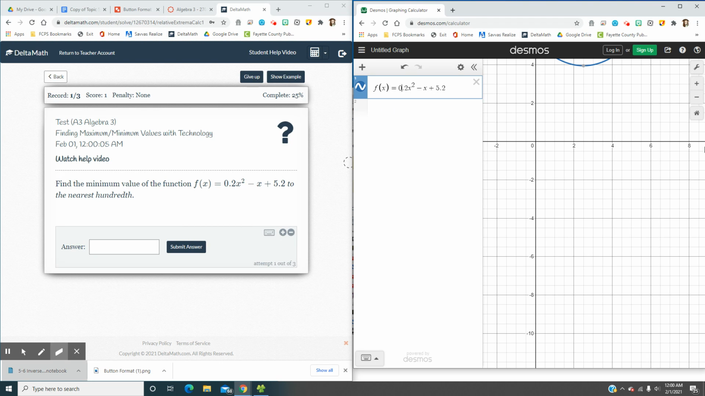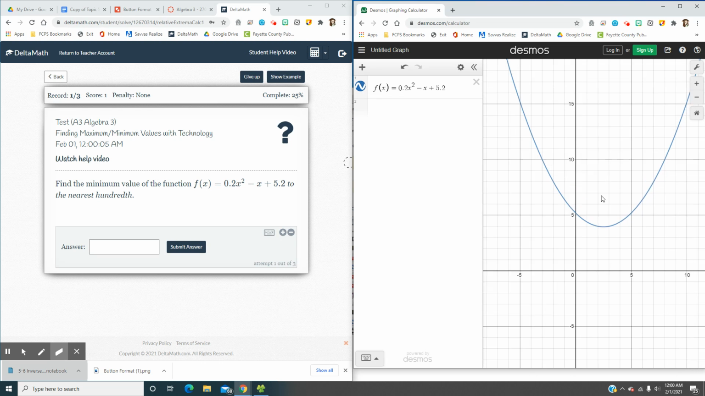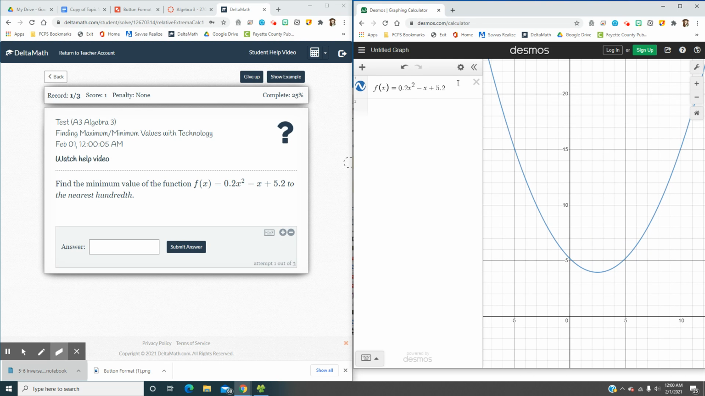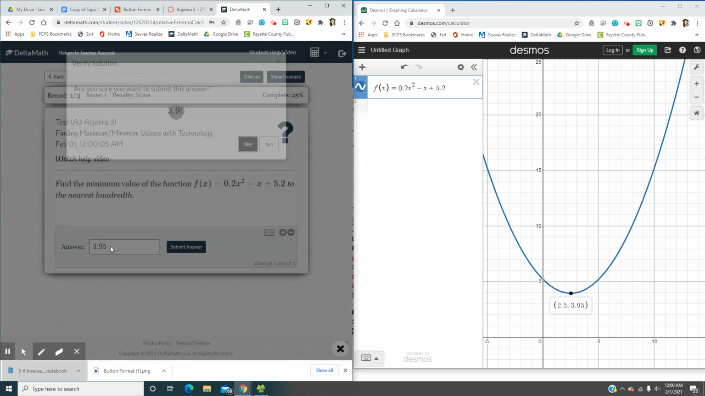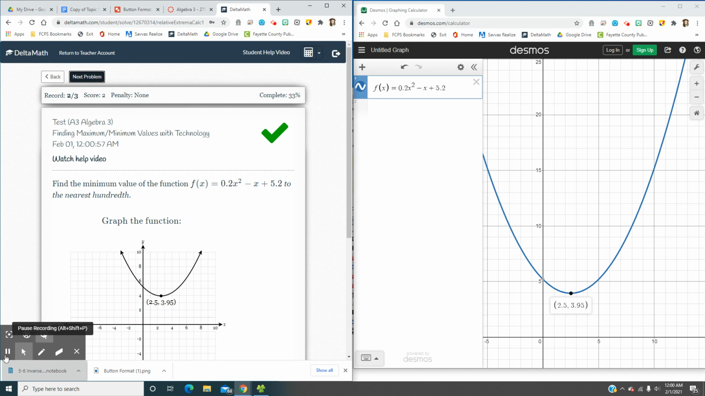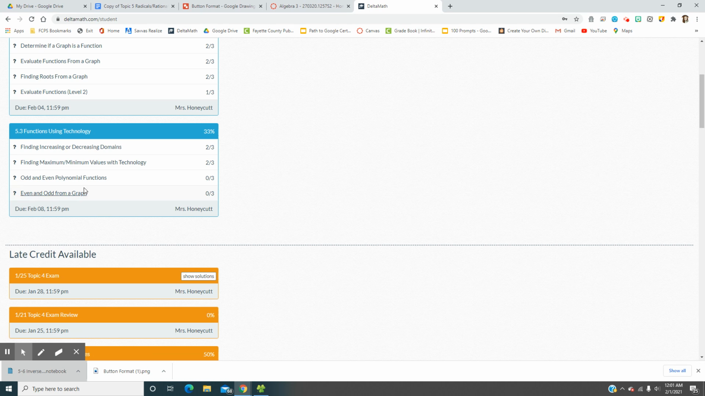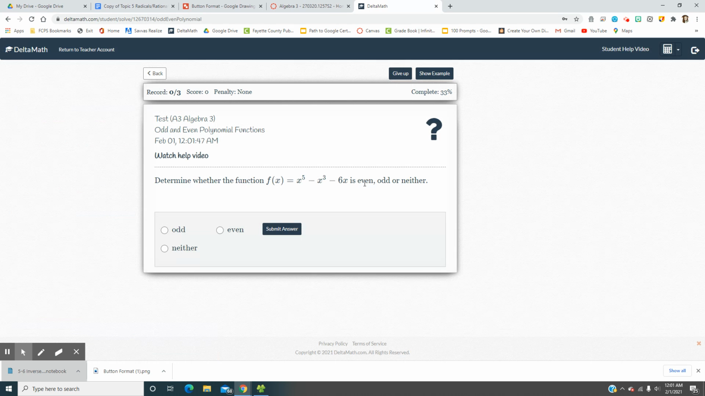If I ever get lost in my graph, I can always press this home button. And then I see it's quadratic, so I know I should be seeing a parabola. There's my parabola, and I want to see the lowest point, which looks like it's right there at 3.95. So I'll type in 3.95, and that's correct.